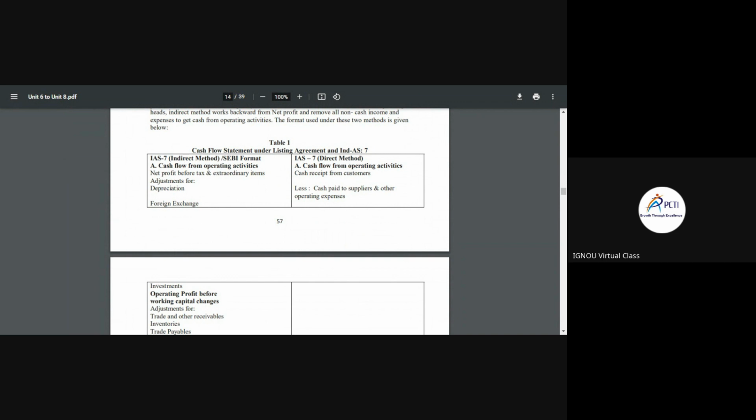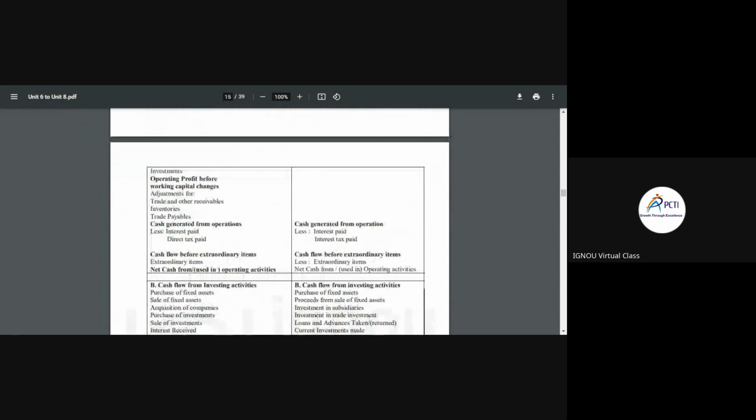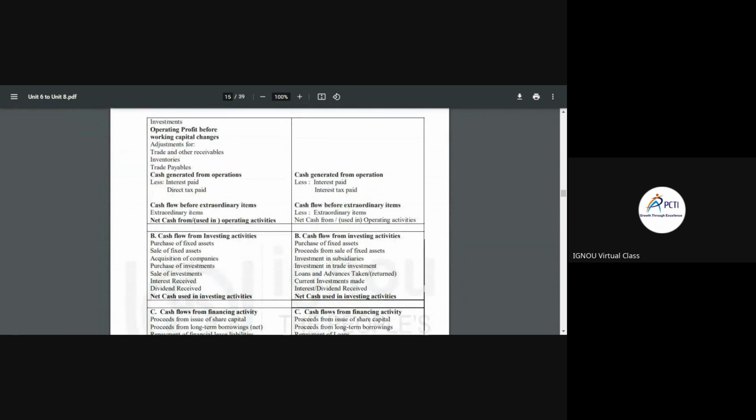extraordinary items, adjustments for depreciation, foreign exchange, investment. Then we have operating profit before working capital changes. Then we have adjustment for trade and other receivable, inventories, trade payable. Then we have cash generated from operations. Then we deduct interest paid, direct tax paid. Then we have cash flow before extraordinary items. We have extraordinary items, net cash from/used in operating activities.